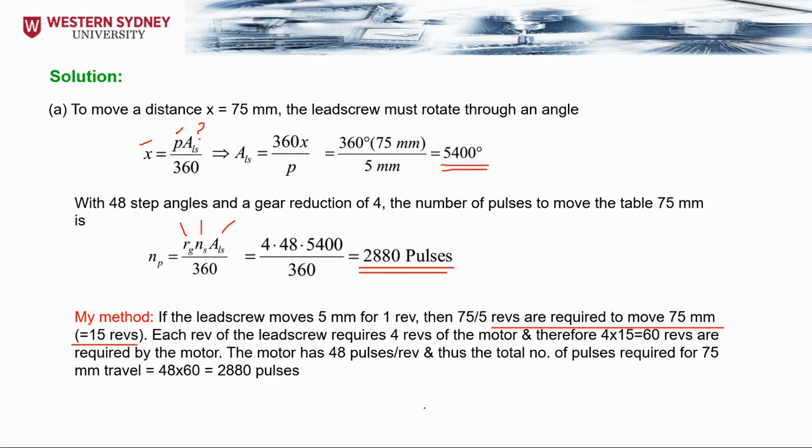Now each revolution of the screw is going to require 4 revolutions of the motor, and therefore 60 revolutions are going to be required by the motor. Of course, 4 is the reduction value. The motor has 48 pulses per revolution, and it needs to move for 60 revolutions, and thus the total number of pulses required for the 75 millimeters is going to be 48 multiplied by 60, which is 2,880 pulses.